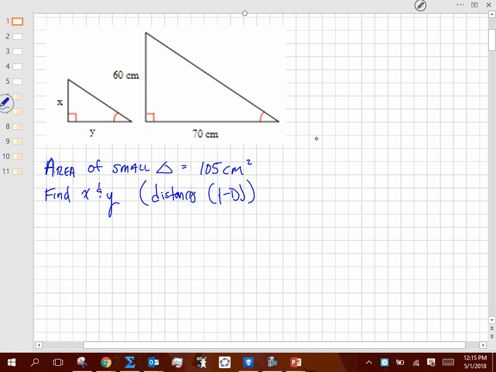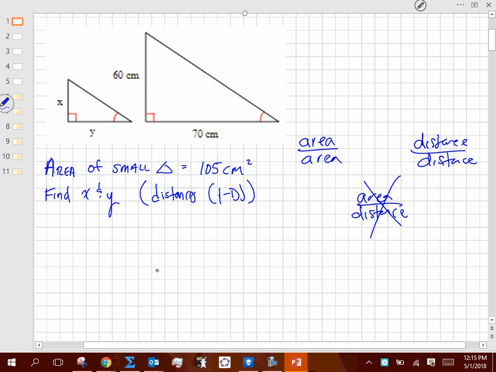So when I compare things, guys, I have to compare an area to an area or a distance to a distance. I cannot compare an area to a distance. Okay, that is an invalid thing to do at this moment. Does that make sense? Okay. So when I want to find x and y, those are distances.